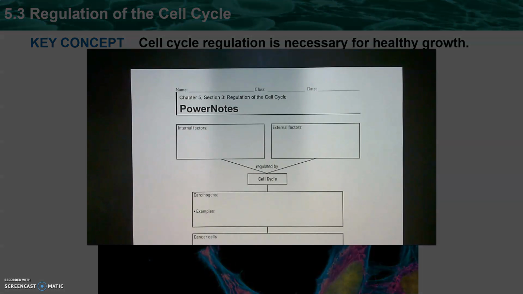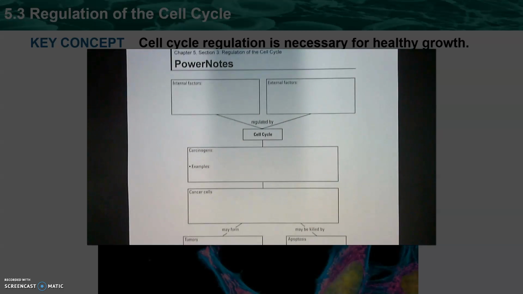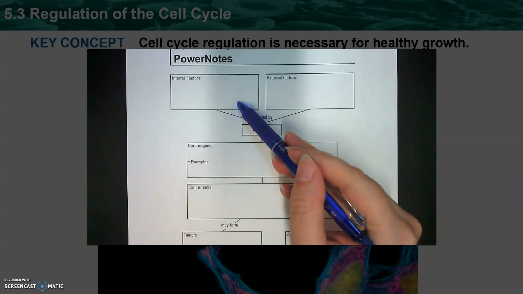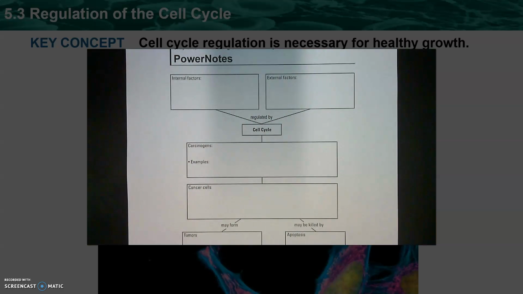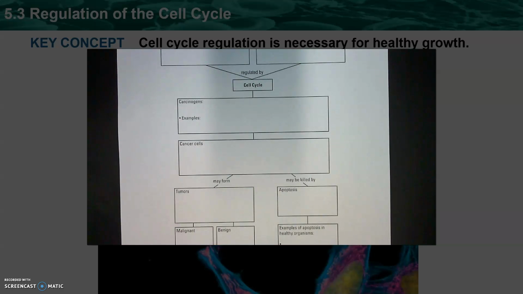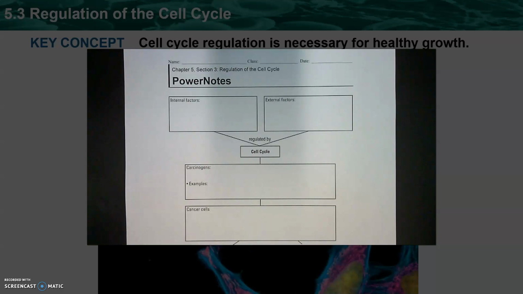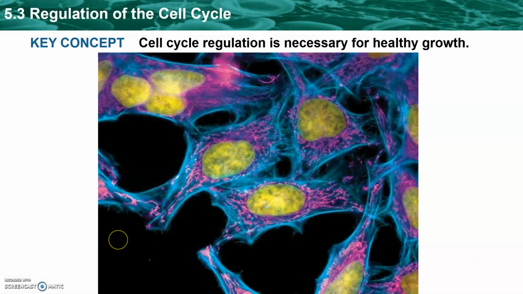Before you continue with the video, please make sure that you have this Power Notes sheet. It's a concept map. We're talking about the cell cycle. You can see how we have different regulatory factors, both internal and external, and then most of the rest of it is focusing on cancer cells and what happens when that regulation goes wrong. So before you continue, make sure that you have something to take notes on.